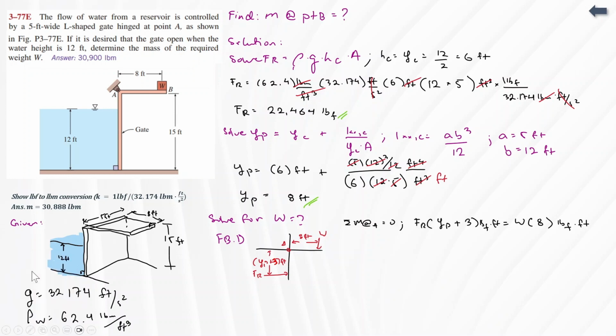Okay. So that's gonna be, so pag ito, counterclockwise, ano? So FR times perpendicular distance of YP plus 3, that's it. That's pound force feet. And then minus, since clockwise to, minus W times 8. So nilipat ko lang sa kabila to. W then is equals to 22,464 times 8 plus 3, that's gonna be 11, divided by 8 is equals to 30,888 pound force, around 30,000.